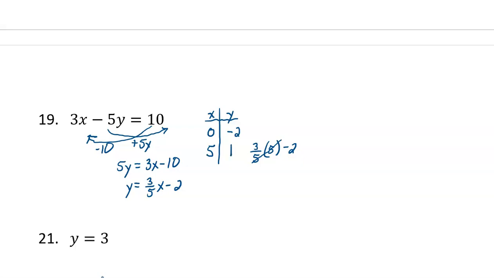Now, how are the y values changing from the first point to the second point? It's increased by 3 units, while the x has increased by 5 units. The change in y is positive 3, and the change in x is positive 5.